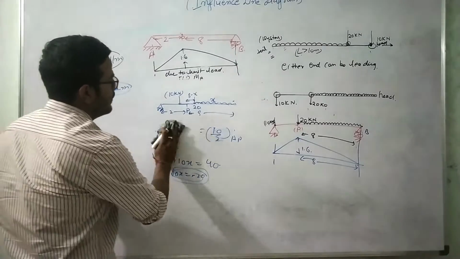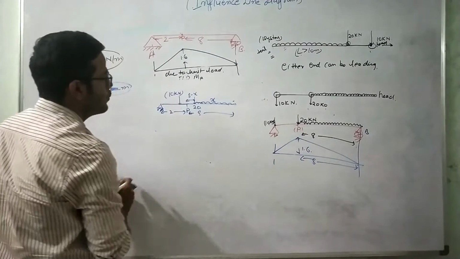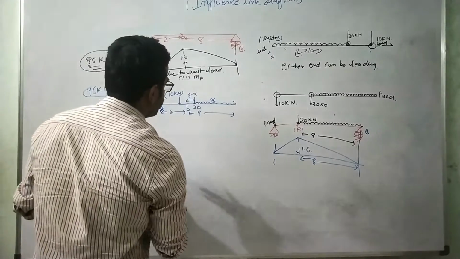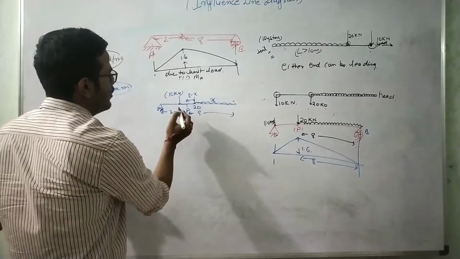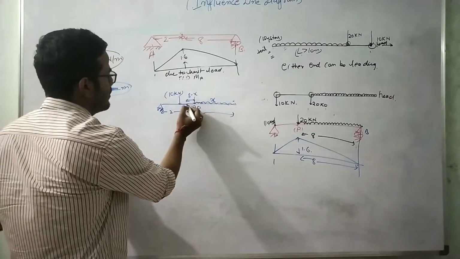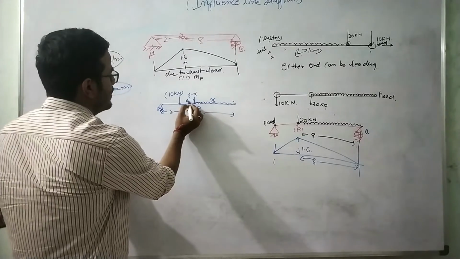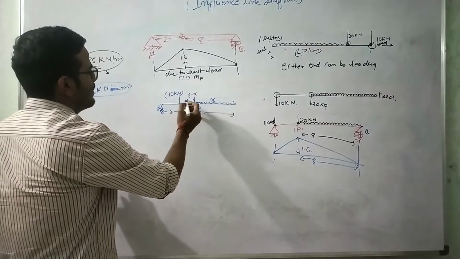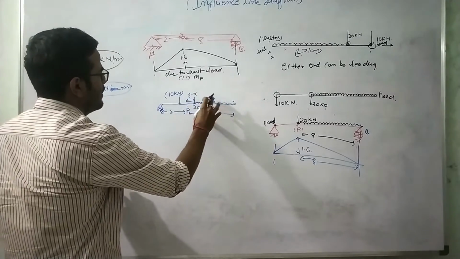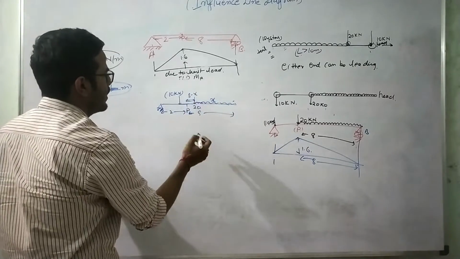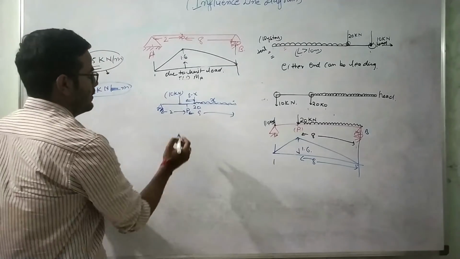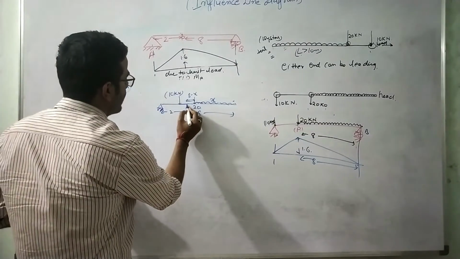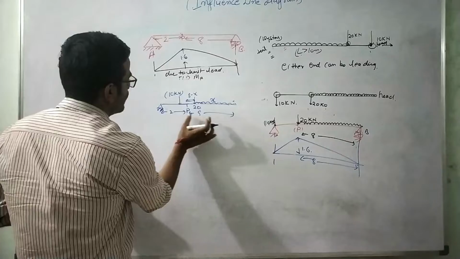So what we need to do over here is that x is coming out negative, meaning this value cannot hold when the 20 kilonewton load is transferred just to the right of P. The value is coming out negative, so this case is not possible if we want to make the average load on both the spans equal.